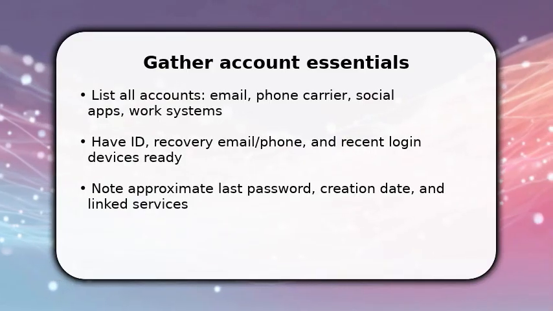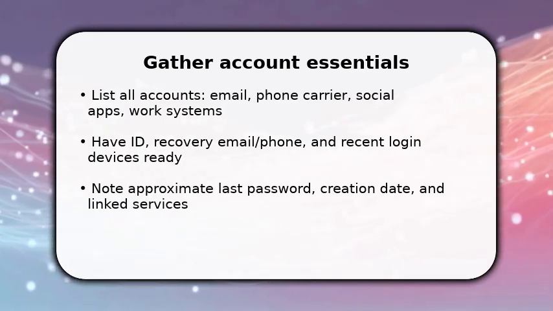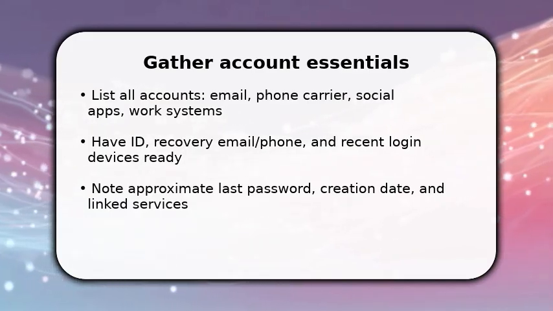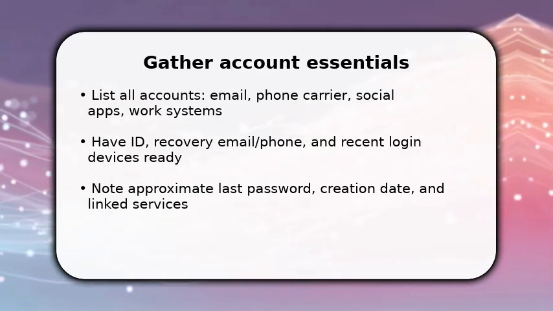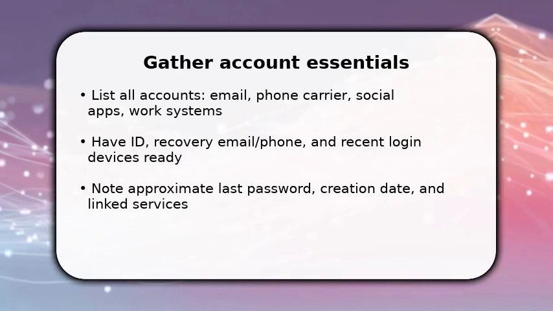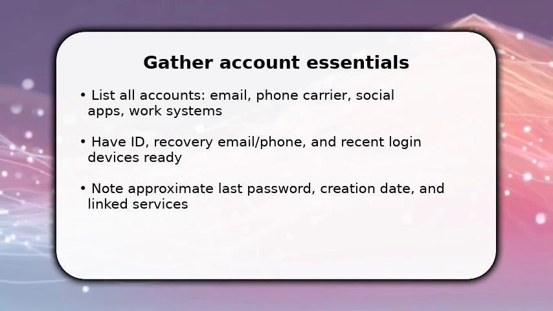Start by collecting the essentials you already control. You should list every account where contacts might live: email providers, phone carrier, cloud backups, social and work apps. Once done, gather ID and any recovery email or phone numbers.